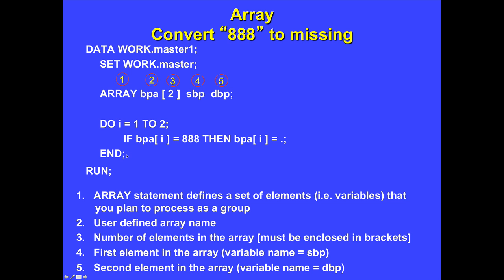You have to specify an end statement anytime you have a do statement specified. So once we're done setting up our conditions that we want SAS to process, put your end statement, and you're finished. So now, by running this code, you will convert all values of 888 for the variables systolic and diastolic blood pressure into missing values.